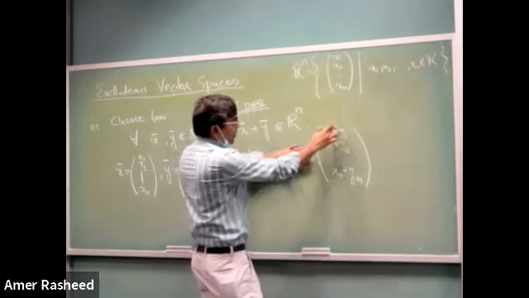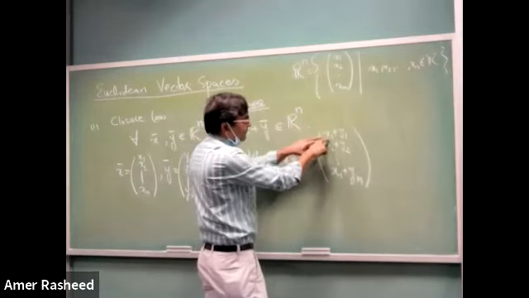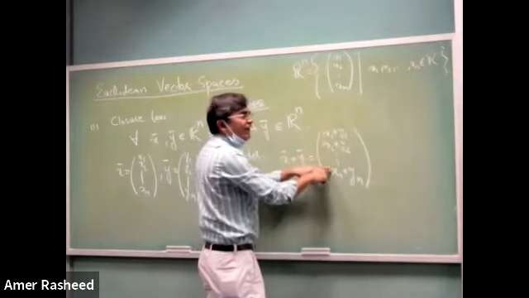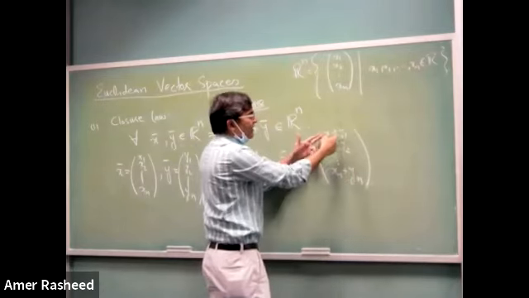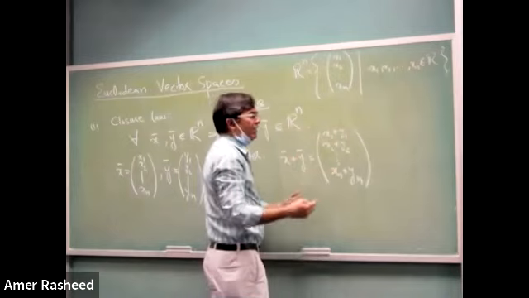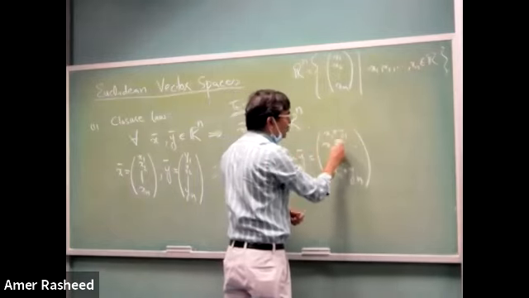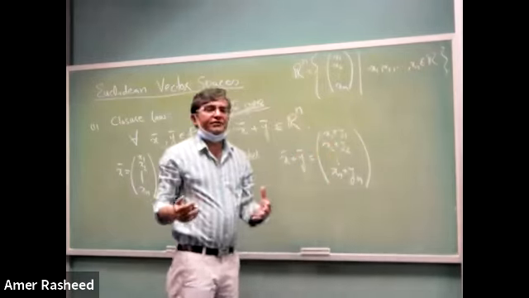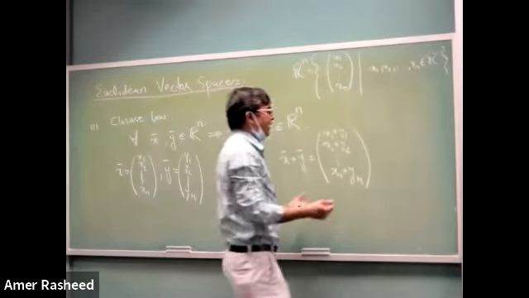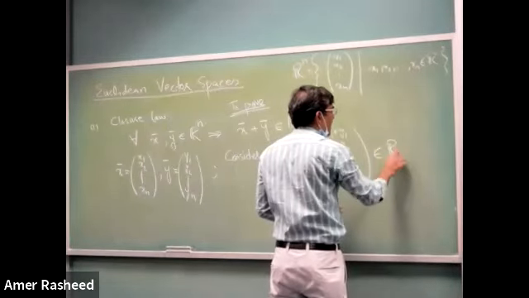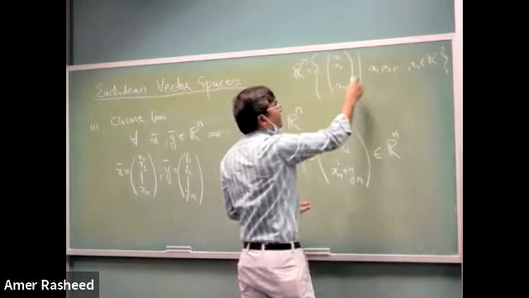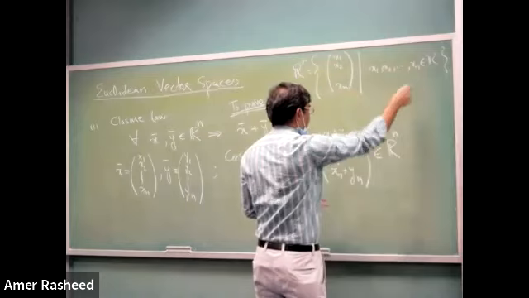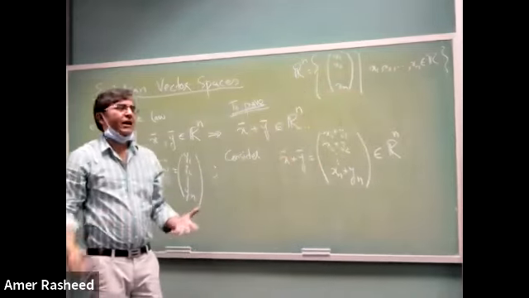Now look at this. Individually x1, x2, xn, they are all real numbers. Individually y1, y2, yn, they are all real numbers. The sum of real numbers is a real number. So x1 plus y1 and x2 plus y2, they are all real numbers, so they must belong to R. This belongs to Rn because it has n components and all the components are real numbers.